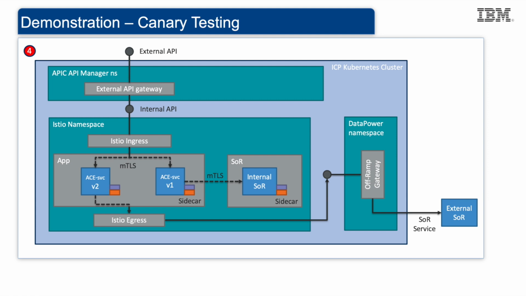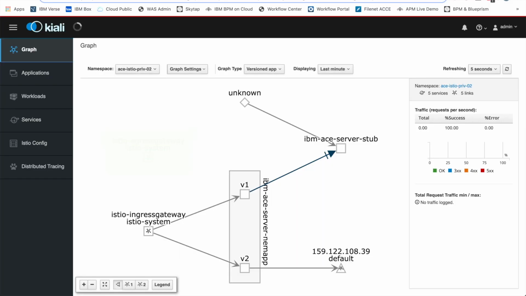In the fourth use case, we will expose the API to an external API gateway using API Connect, and we will run a canary test using Istio for traffic management. In the Kiali dashboard, I can see the Istio ingress being connected to the two versions of the ACE service, one that connects to the local system of record, and the other one that connects to the external DataPower.